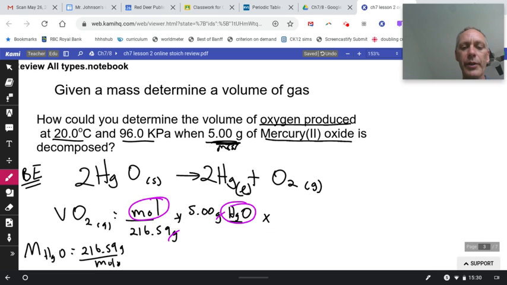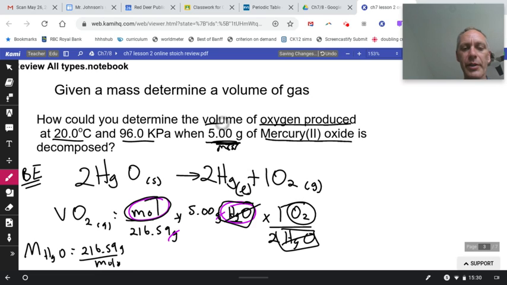Okay. So we have the moles of mercury oxide, but we're interested in the oxygen. So here's where our molar ratio comes in. 1 oxygen is produced for every 2 HgO. Remember, the one we want to cancel out, the HgO, has to go on the bottom. So now they cancel out. And if you look at our units, we've now solved for the moles of oxygen. We're getting close because we want the volume, and it's a gas. So now we use our gas chemistry.